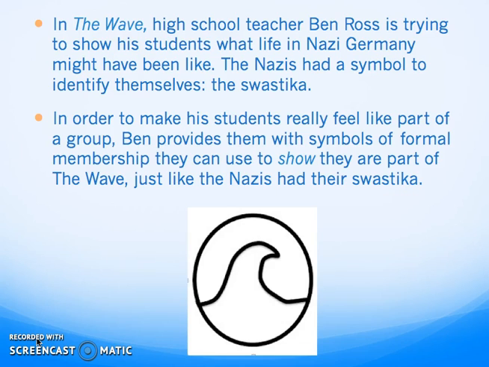In The Wave, high school teacher Ben Ross is trying to show his students what life in Nazi Germany might have been like. The Nazis had a symbol to identify themselves, the swastika. In order to make his students really feel like part of a group, Ben provides them with symbols of formal membership they can use to show they are part of the Wave, just like the Nazis had their swastika.